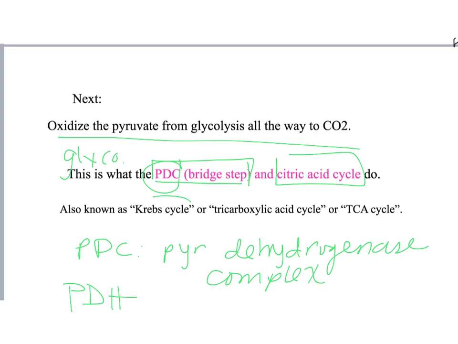The citric acid cycle is also called the Krebs cycle. It's called the tricarboxylic acid cycle, and sometimes it's called the TCA cycle. I think I probably use TCA cycle and citric acid cycle the most. Just food for thought.